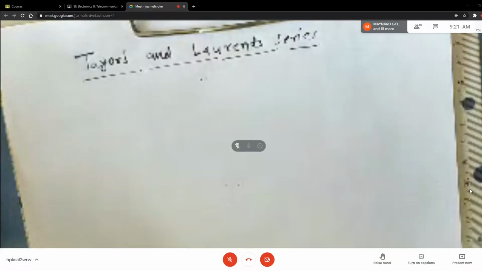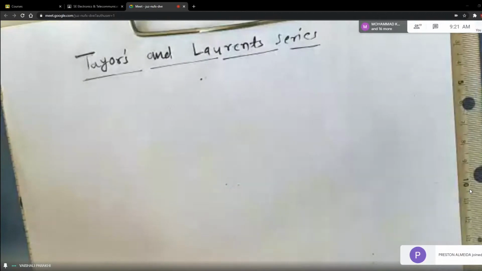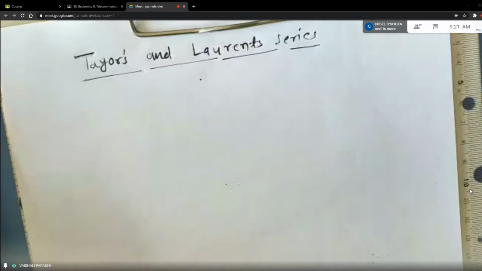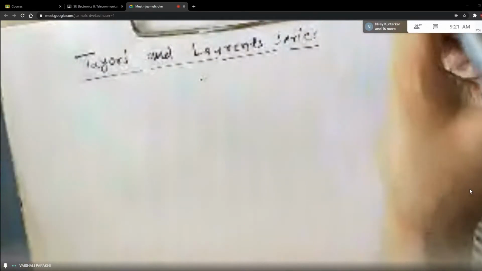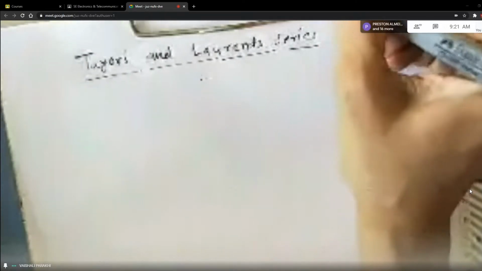That is called as the residues. Okay, so you are going to use some part of this in residues. So I'll do this first and then I'll go to residues. Okay, so this is page number 1.